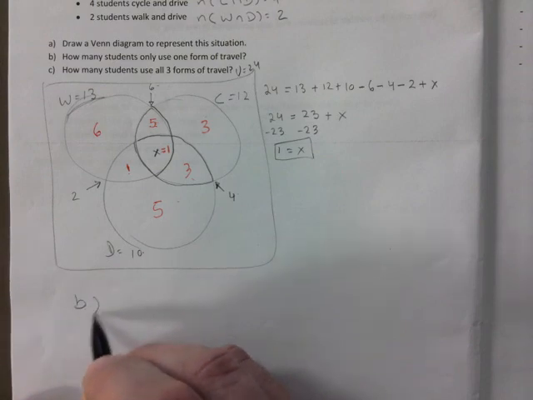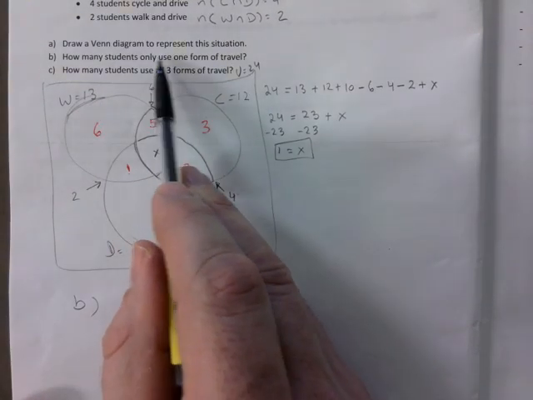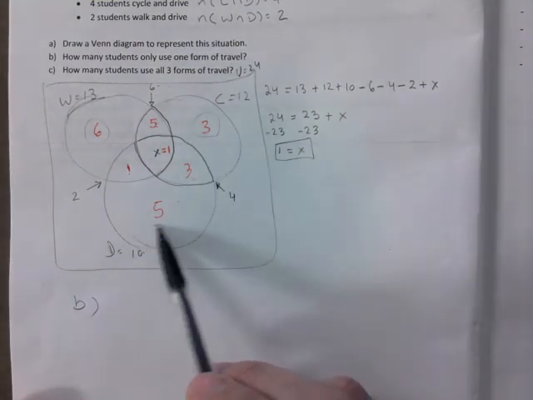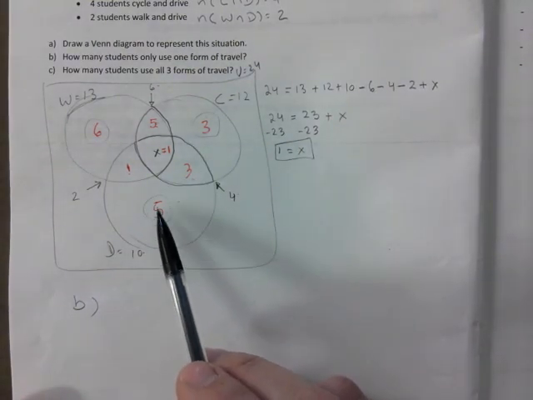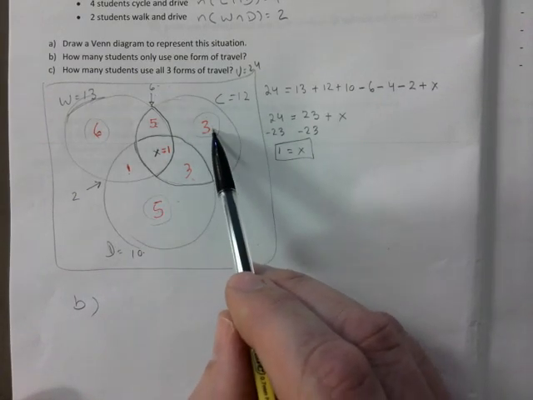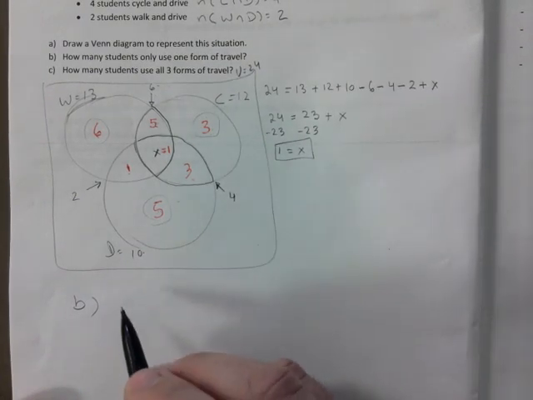Okay, so for B, how many students only use one form of travel? We're talking about these numbers right here, right? This only drive, only walk, only cycle, right? That's what we're figuring out there.